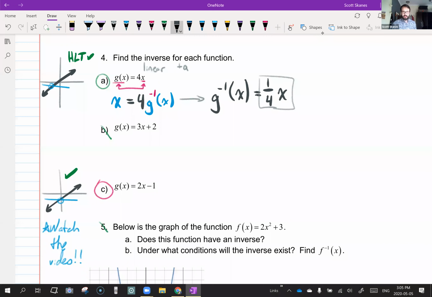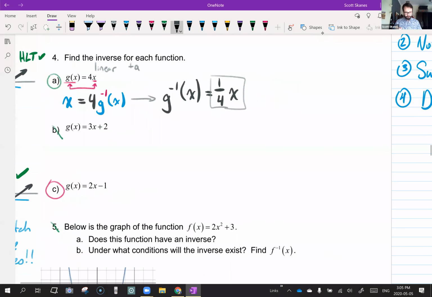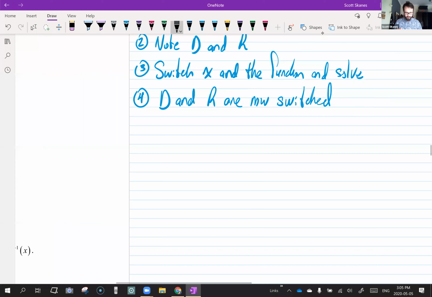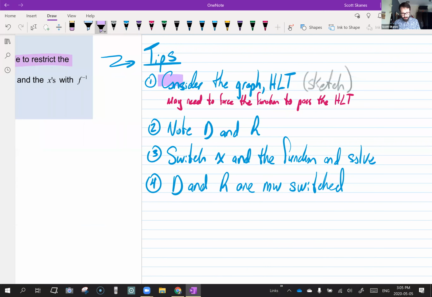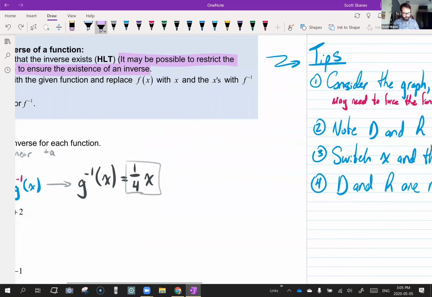My steps, first of all, I check to see. Let me show you, so you have some idea of what I'm talking about here. Consider the graph and the HLT. It passes the test, we can move on. Note the domain and range. Well, the domain and range for this, it's a linear function. It goes on forever. It's safe. Switch x and the function, solve, and then the domain and range will now be switched. So let's go ahead and do that.